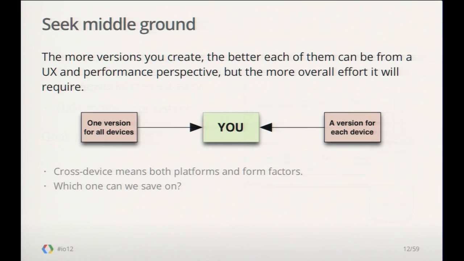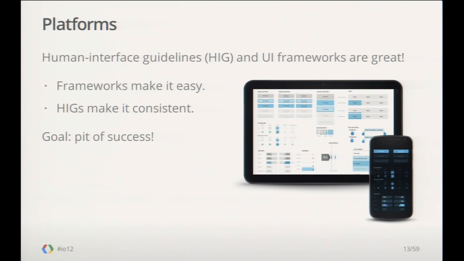Let's talk about platforms. So native platforms, this is a bit of an aside, they provide human interface guidelines and UI frameworks. So this is on the right, an example of a human interface guideline for Android. It provides a set of common UI controls, and the corresponding UI framework makes it really easy to build that kind of UI for a developer. So the point of this is to have developers fall into a pit of success by default.